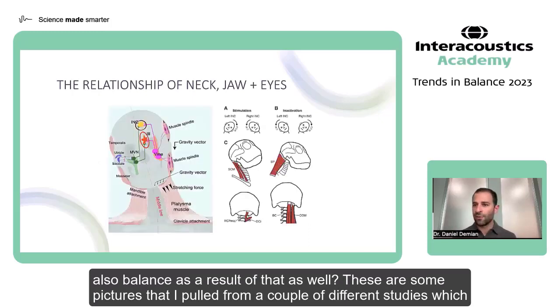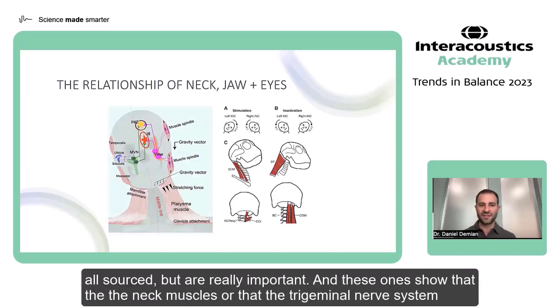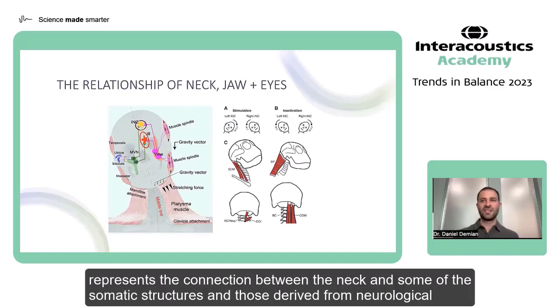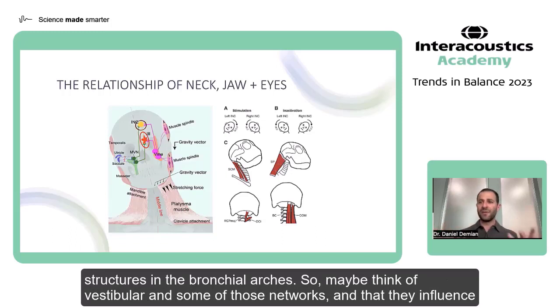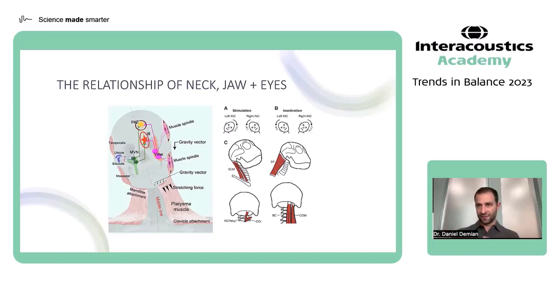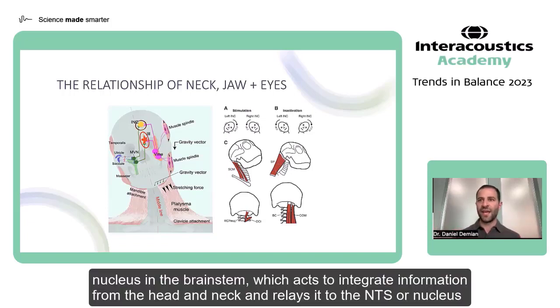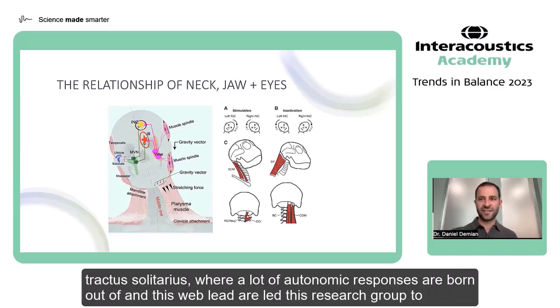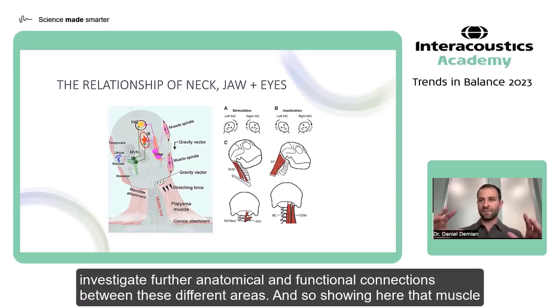These are some pictures that I pulled from a couple different studies, which I'll source, but are really important. And these ones show that the neck muscles, or that trigeminal system, represents the connection between the neck and some of the somatic structures, and those derive from neurological structures in the branchial arches. So maybe think vestibular and some of those networks. And that they influence oculomotor muscle function, and by that vein, oculomotor metrics. And the nucleus intermedius of the medulla is a small nucleus in the brainstem, which acts to integrate information from the head and neck and relays it to the NTS, or nucleus tractus solitarius, where a lot of autonomic responses are born out of. And this web led this research group to investigate further anatomical and functional connections between these different areas.